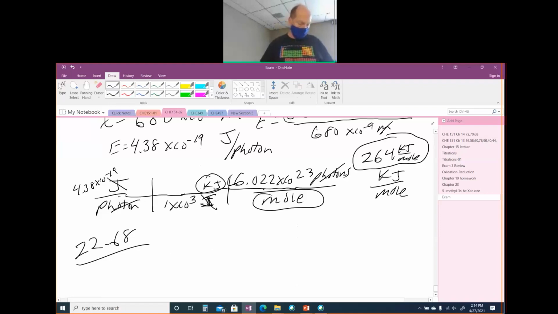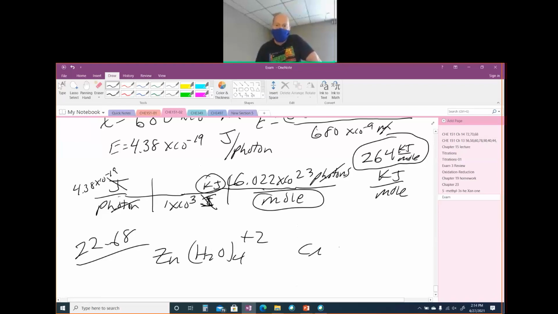Zn(H2O)4 2+ is colorless. Explain why this might be expected. All right, and so your coordination number here is 4.